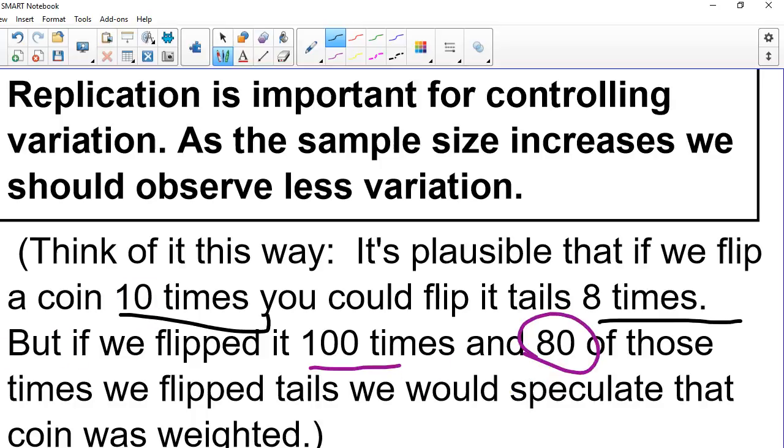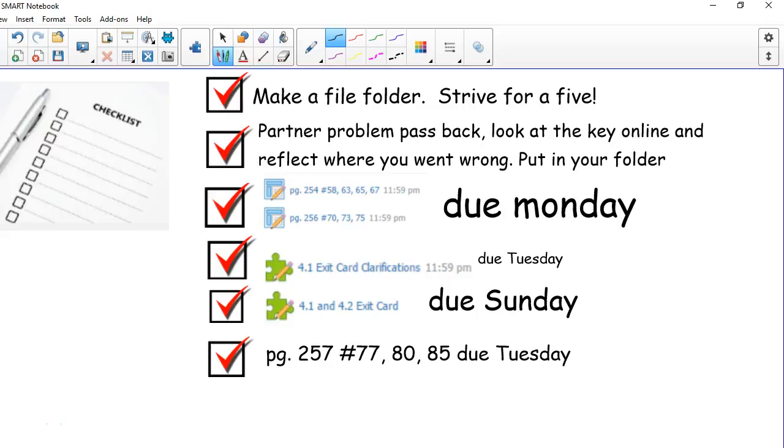I'm just briefly skimming through this. Here was our checklist for today. We made a file folder. You'll have to do that when you get to class. I passed back the partner problem, and look at the email lines and reflect where you went wrong. I talked about the homework that I sent yesterday, which should be 6. That's due Monday. The 4.1 exit card clarification.